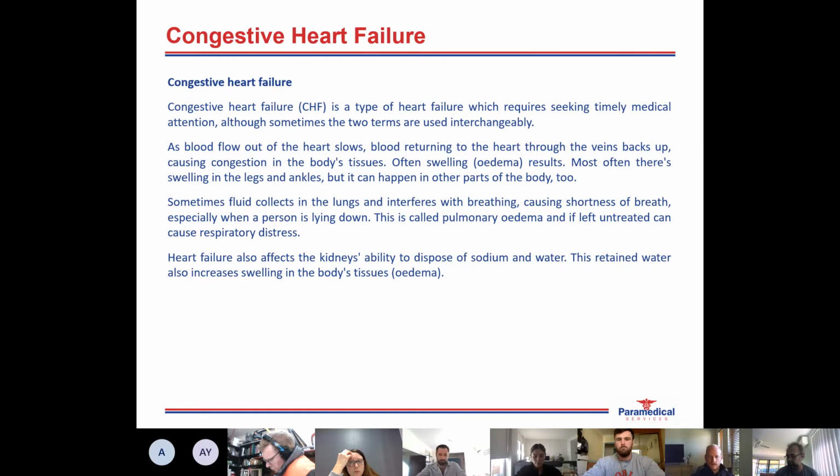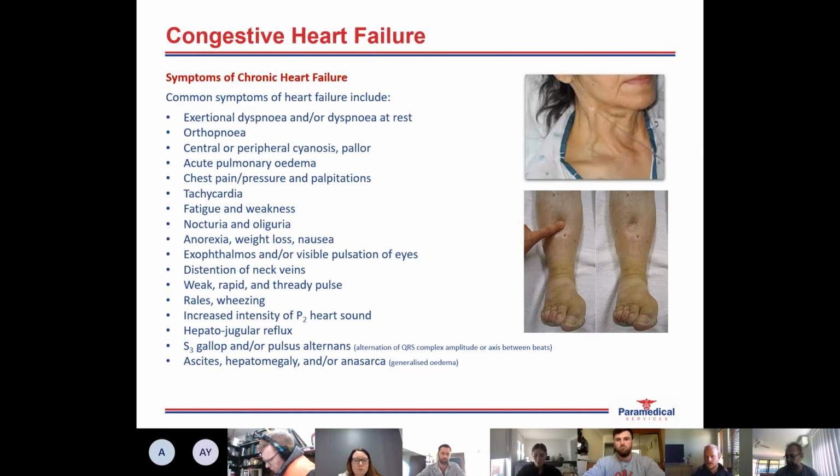What it looks like when we look at our patients is, on the right, you can see the edema build up in their legs. So when you actually push into it, it will hold that shape for a little bit of time. You can see in the top picture, jugular venous distension. So you can see that there is quite a bulging in that vein, and it makes it very obvious that there is pooling occurring back into the venous system of the body.